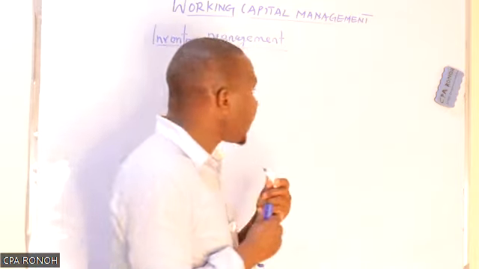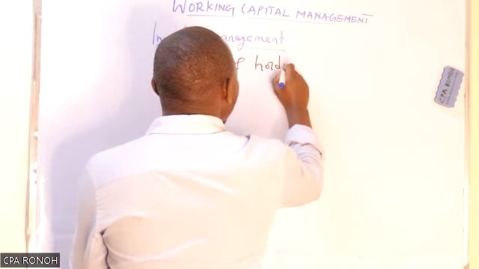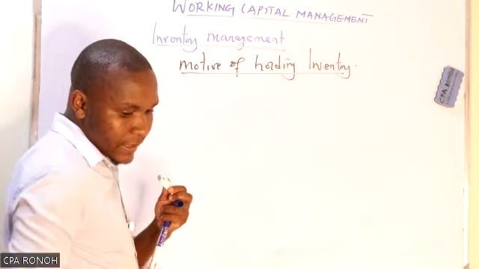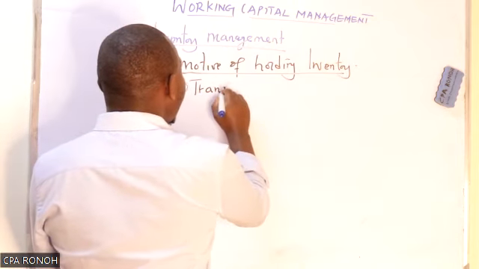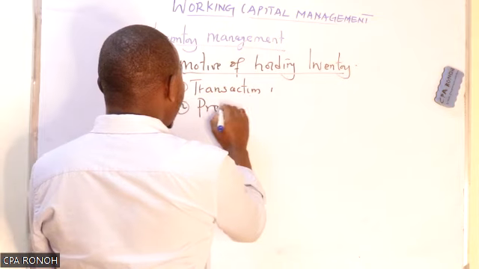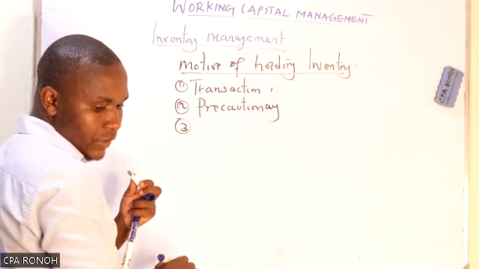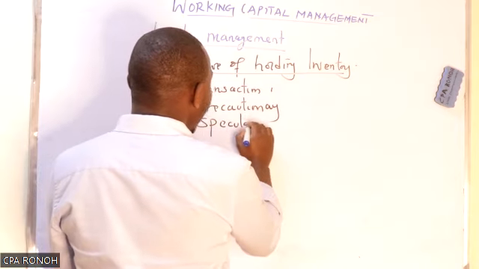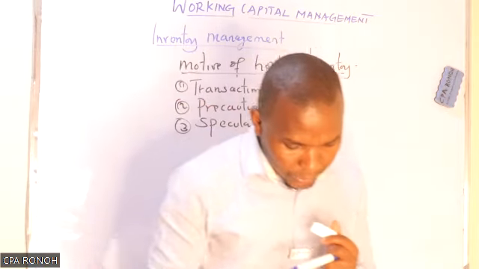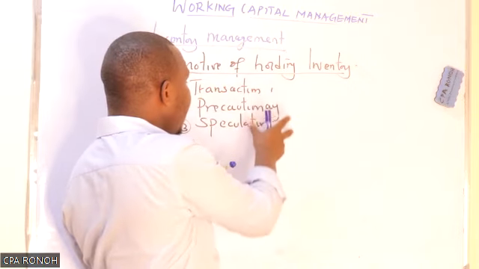Then we have the motives of holding inventory. The first one is the transaction motive, the second is the precautionary motive, and number three is the speculative motive. So let's start with the transaction motive. We can explain what each one means.